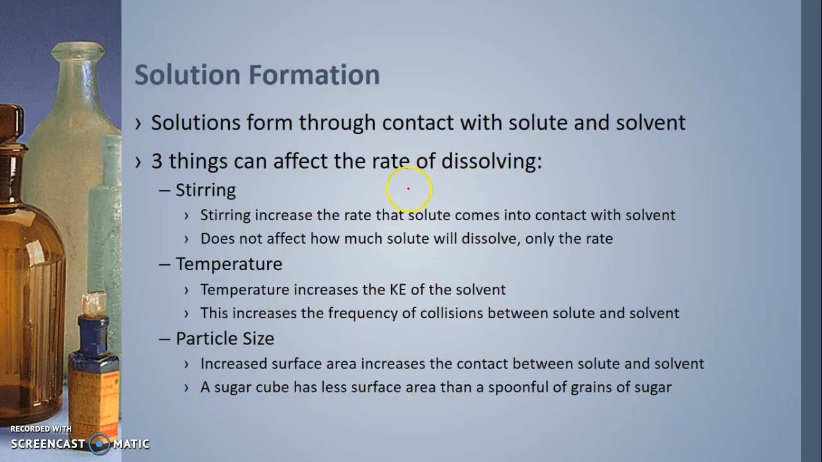So with stirring, stirring increases the rate that they come into contact with each other. It won't change how much you can dissolve, but it will change how fast it happens. If you increase temperature, that's generally the trend, that increased temperature increases the rate of dissolving, but it will also change how much can dissolve, and we're going to talk about that in just a second. And then you have particle size. If you make smaller particles, that increases surface area, which makes dissolving happen more quickly. So basically, if you stir, increase temp, or make smaller particles, you get faster solution formation.